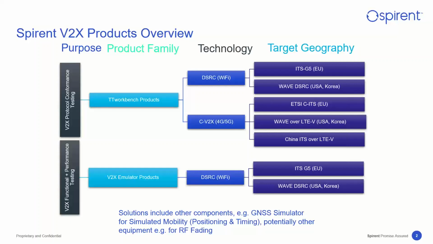Then we have a second family of products which are dedicated to functional and performance testing. For that solution, we have DSRC coverage. CV2X coverage is something that we are targeting. We'll certainly have that in the coming months, I would say. So far, that solution has a message dictionary for the ETSI stack or specifications, and also for the US protocol stack. So I'll start with the conformance test solution.